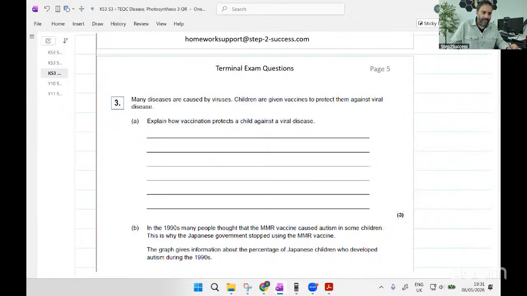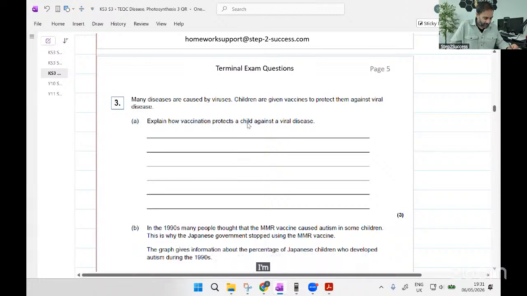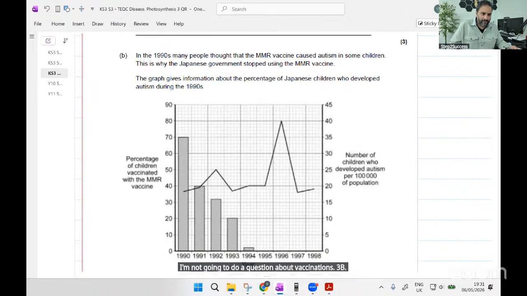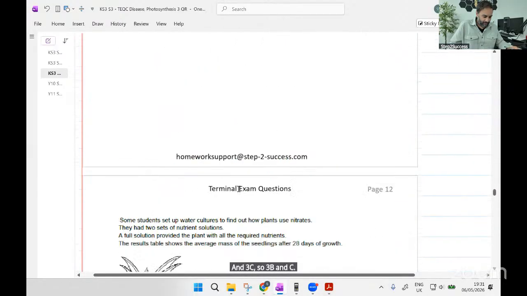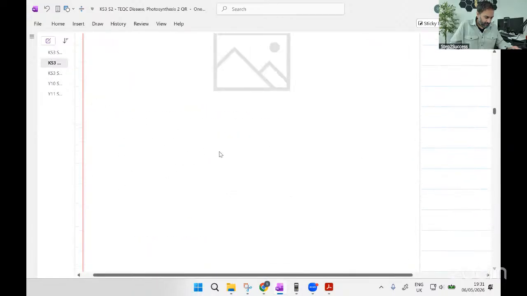3A, I should not need to do. I hope nobody asked about 3A. No, I haven't. Good. I'm not going to do a question about vaccinations. 3B and 3C. Let me just check something.